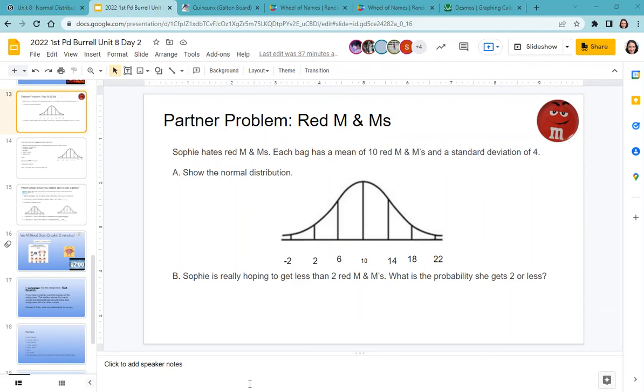This is the problem you're going to work on with your partner. Sophie hates red M&Ms. Each bag has a mean of 10 red M&Ms and a standard deviation of 4. All right, so I would like you to please fill in the deviations, fill in your percentages, and then answer the question. Work with your partner on this.